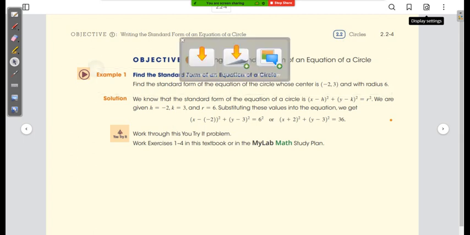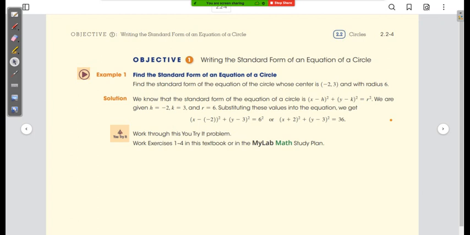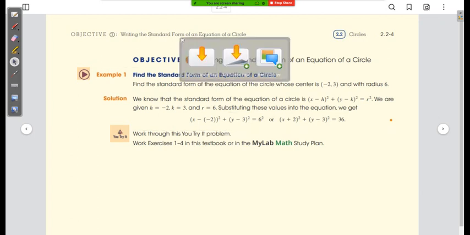Realistically, we can just go ahead and snip this whole thing. There's not any computation involved here, so I'll just go ahead and snip the solution along with it. So starting from the top, we need to find the standard form of the equation of a circle whose center is (-2, 3) and with radius 6.